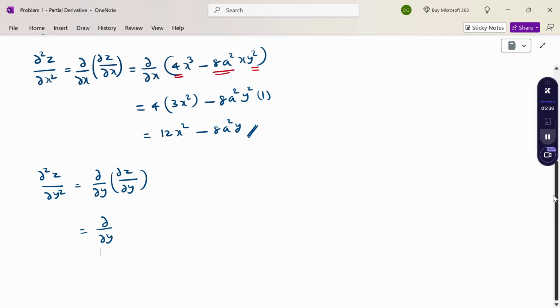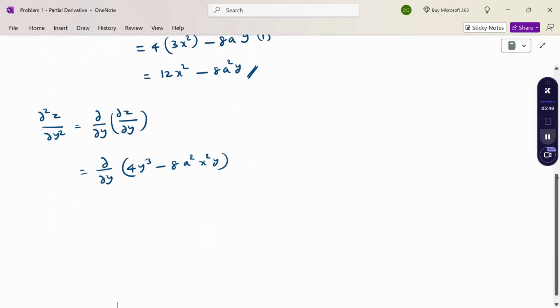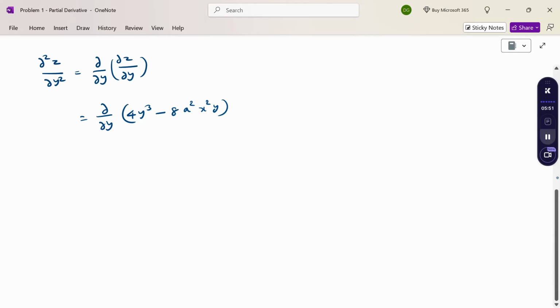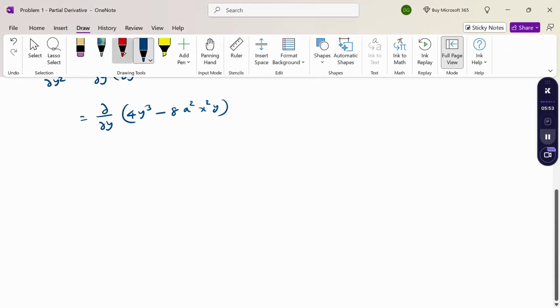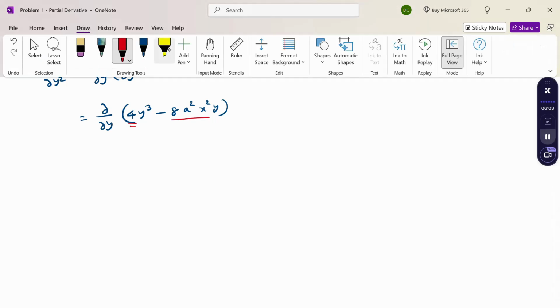So what is the ∂z/∂y value? Here 4y³ minus 8a²x²y. So this is the value for ∂z/∂y. Now differentiate partially with respect to y. When I differentiate partially with respect to y, other values are constant. So now here 8a²x² is constant, this 4 is constant. I mentioned already, when a product is constant, no changes, as usual constant. When addition or subtraction, only the constant will be 0.